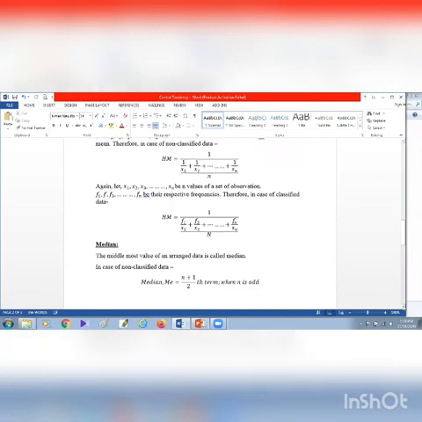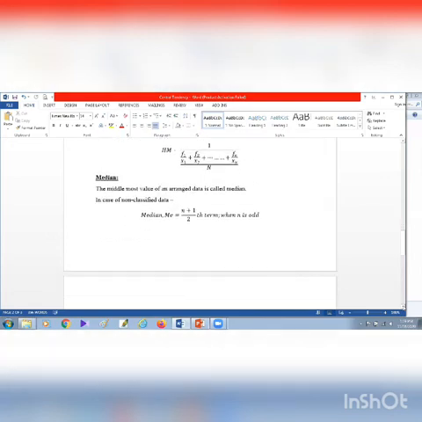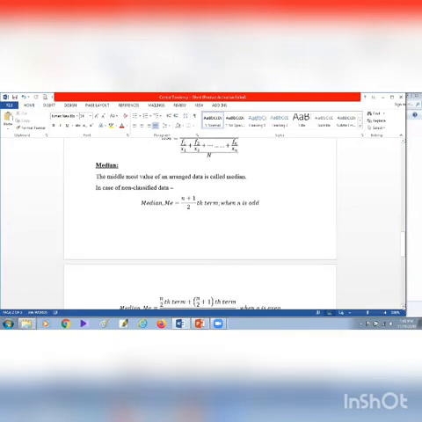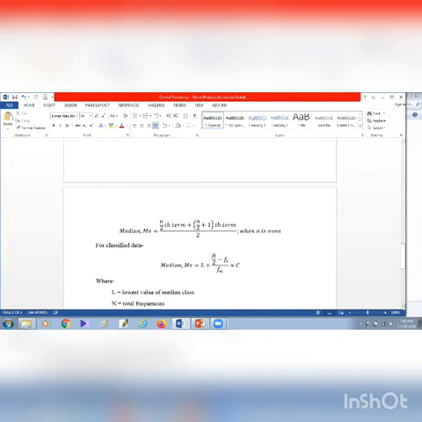Now median. We have to arrange the data, and after arranging, the middlemost value is the median. So the middlemost value of an arranged data is called median. In case of non-classified data, the median is the (n plus 1) divided by 2 term when n is odd. Again, if n is even, the median is the n divided by 2 term plus the n divided by 2 plus 1 term, divided by 2.